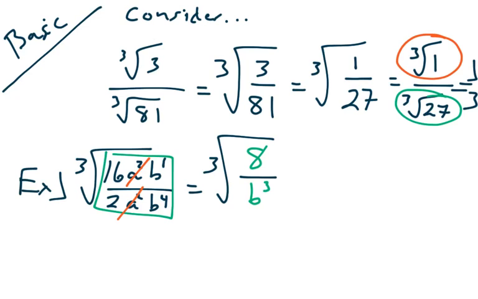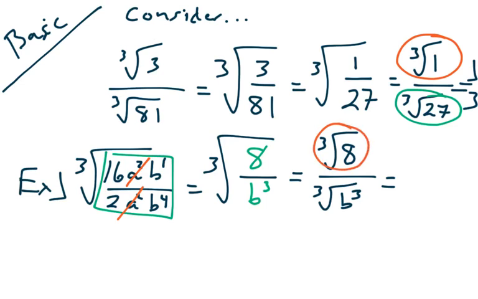So we did a little bit of canceling, we did a little bit of reducing, and the interesting thing is now we have ourselves the ability to actually do the cube root of 8. And we have the ability to actually do the cube root of b cubed. So now we can split the problem up using the quotient rule into two radicals.